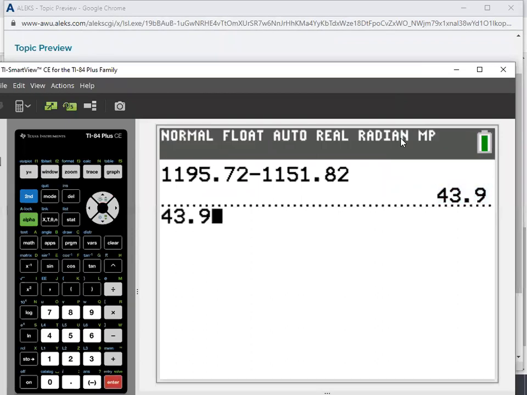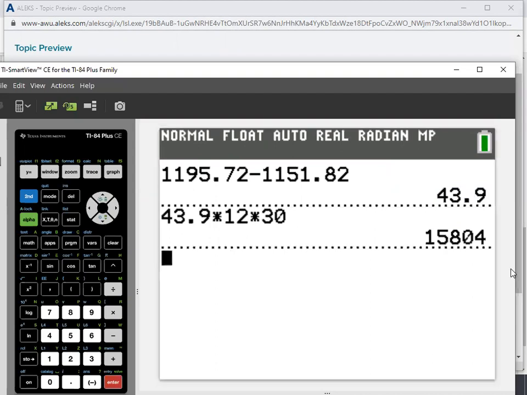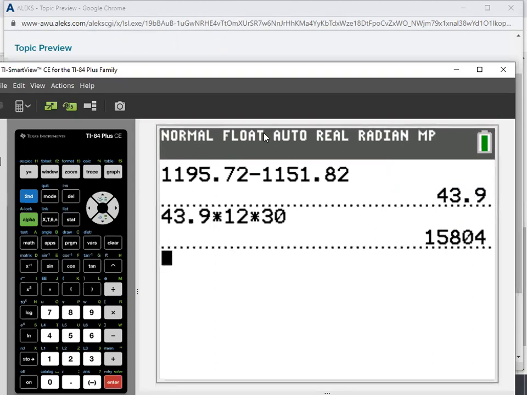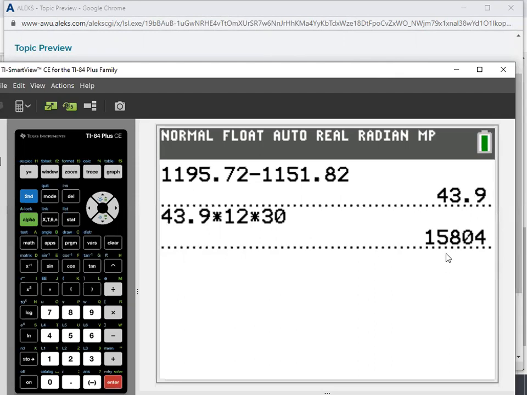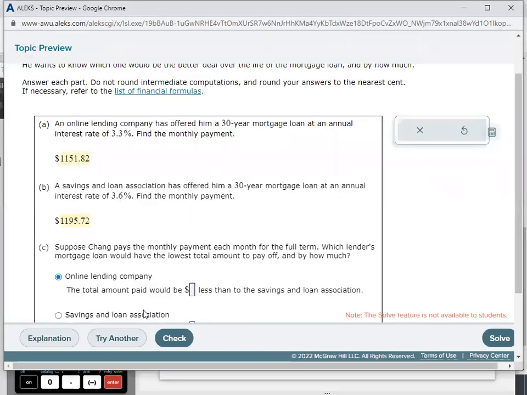So how much more do you pay? Well, each month $43.90, 12 times a year for 30 years, $15,804 is how much more you pay over the life of the loan. So just a little difference in that interest rate, and you're paying almost $16,000 more over 30 years. And so obviously that is not the direction you want to go, at least not the direction I want to go. And that's how it's done.